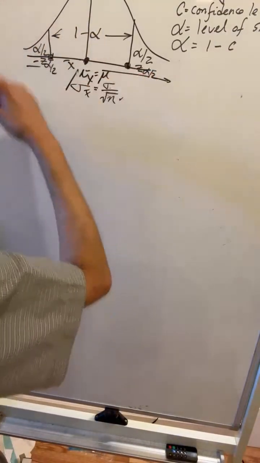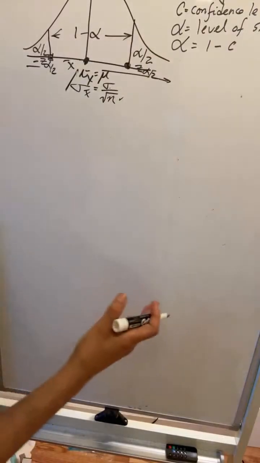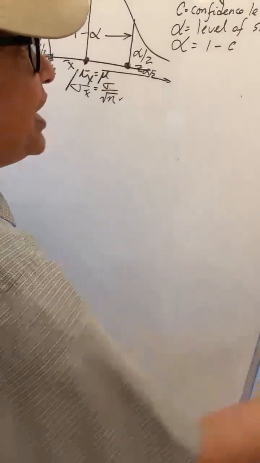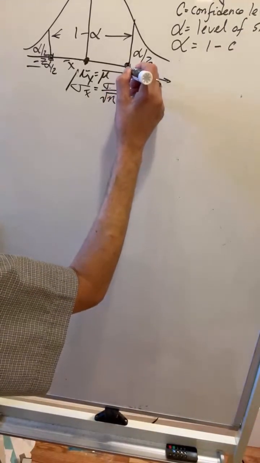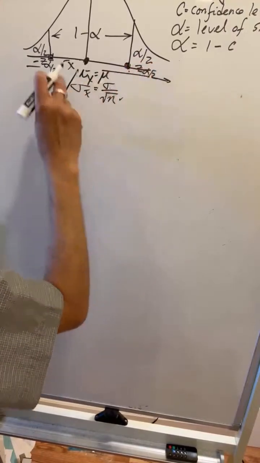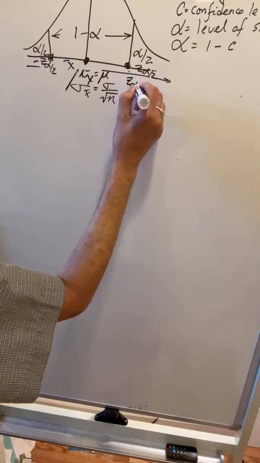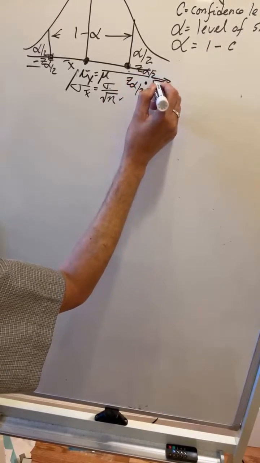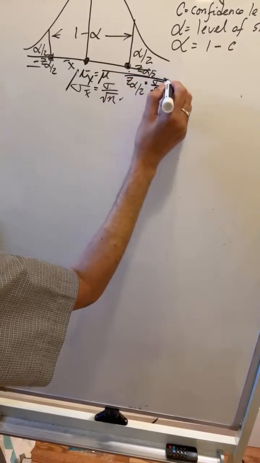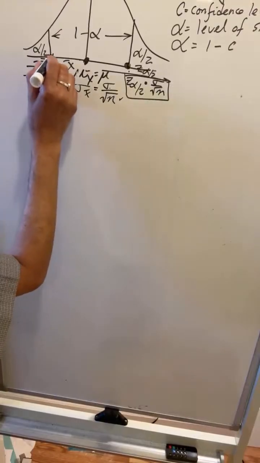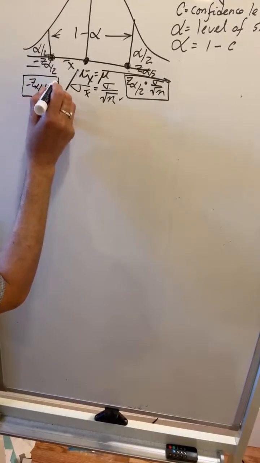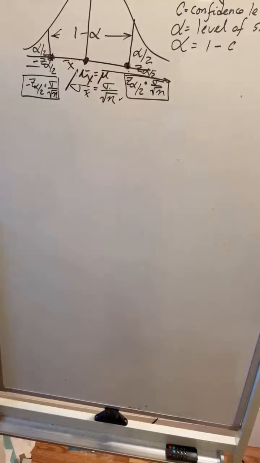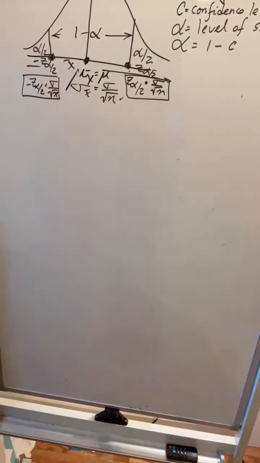Okay, let's look at this curve. I already told you Z is a measure of how many standard deviations you are away from the mean. So this point is located z alpha by 2 times sigma by square root of n away from the mean, and this point is located at minus z alpha by 2 times sigma divided by square root of n. Why do I multiply by the standard deviation of this distribution?